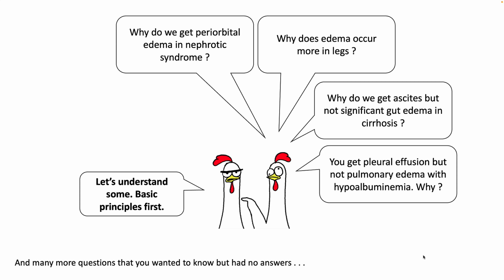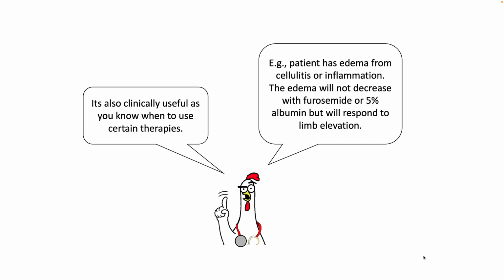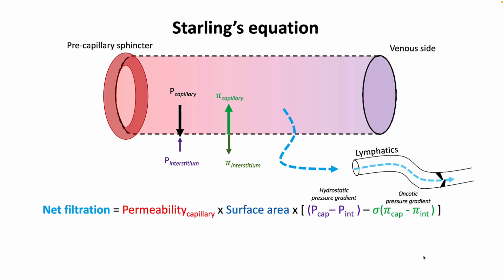So let's understand some basic principles first before proceeding. This information is also helpful clinically because it helps you choose certain therapies. For example, if a patient has edema from cellulitis or inflammation, the edema will not decrease with Lasix or 5% albumin, but will rather respond to limb elevation.